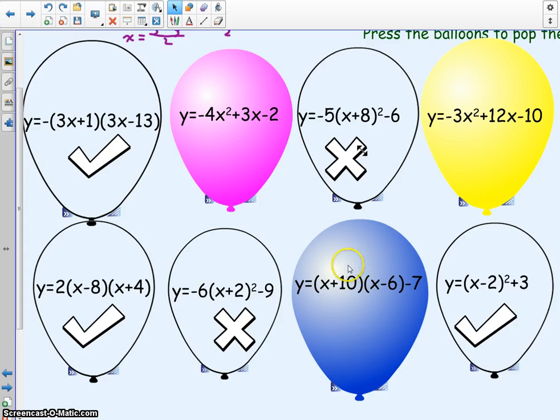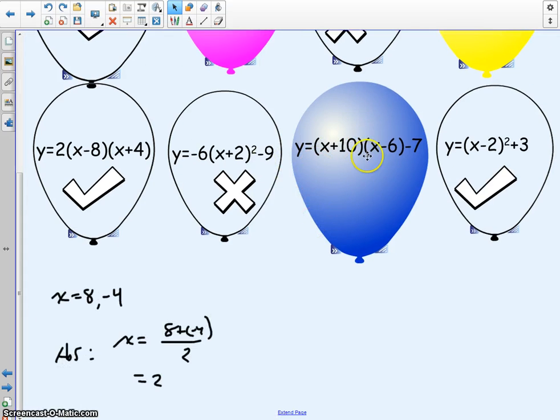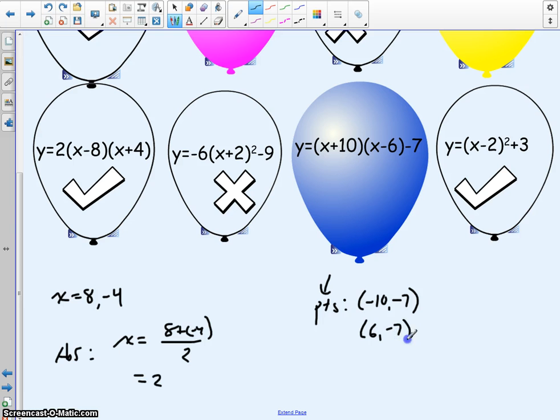Okay, into partial factored form here. What this is telling me is, again, I'm not being given the zeros, but I am being given two symmetric x values. So I have points at negative 10, negative 7, and 6, negative 7. Even though these aren't zeros, the fact that both the y values are the same at negative 7 means it doesn't actually affect us in finding the axis of symmetry. So we can go negative 10 plus 6, divided by 2, to find our axis. And this one actually winds up being negative 2, so this one won't work.